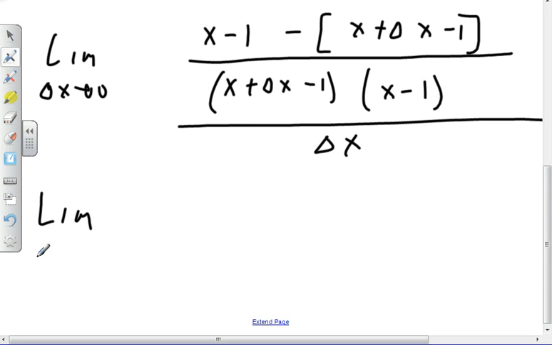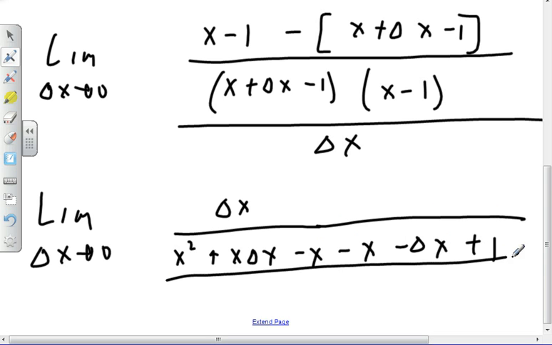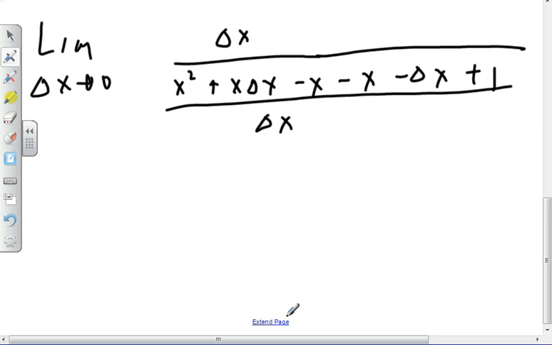Limit as delta x goes to 0. Okay, so I got an x and I got a minus x. I got a minus 1, I got a plus 1. So I got delta x divided by x squared plus x delta x minus x minus another x minus a delta x plus 1, divided by delta x.